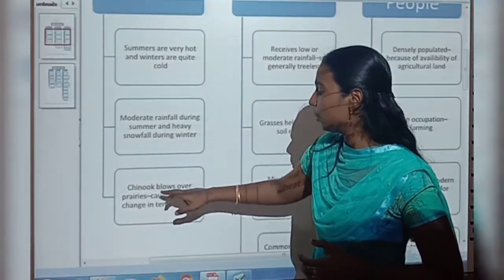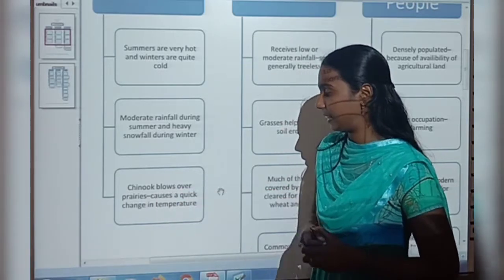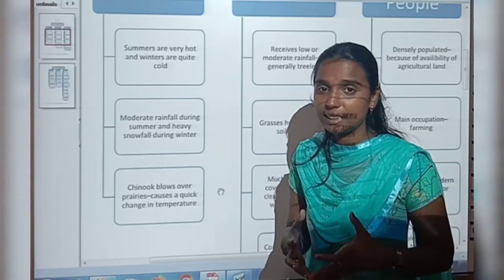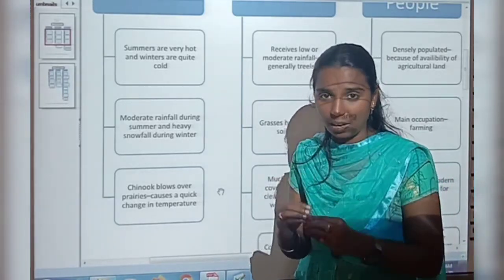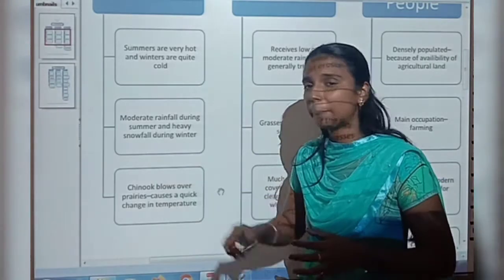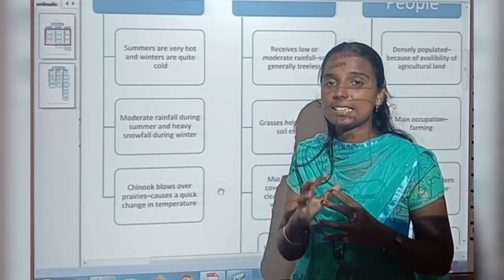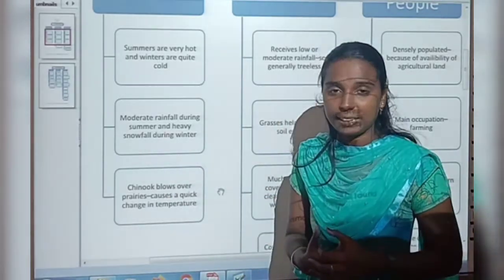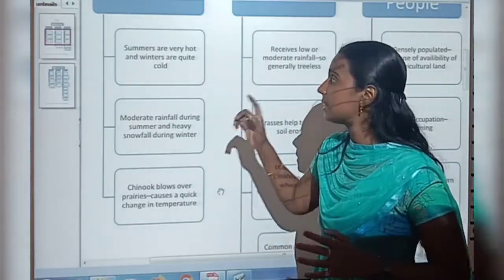And a Chinook blows over prairies and it causes a quick change in the temperature. So, what do we mean by Chinook? What is a Chinook? Yes, these are hot and dry winds, okay, very hot winds. It blows over prairies. So, what are prairies? These are the grasslands in North America. Very good.